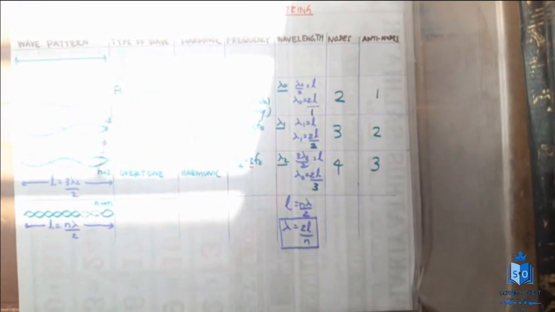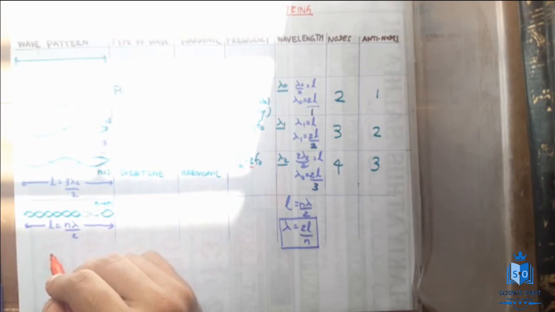Now let's move on to a very important equation. We are going to quickly derive a very important equation. Let's see what that equation is. We start at v equals f lambda.